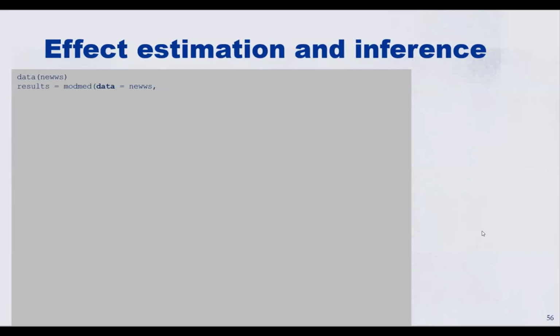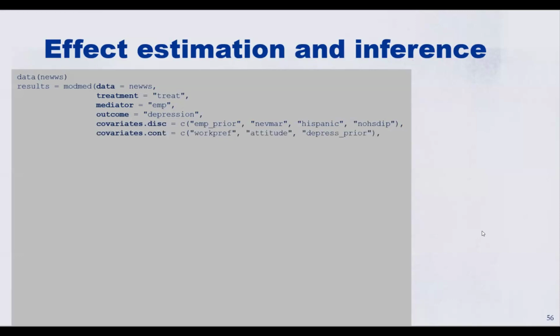And after installing the package, you can call the data news by running data parenthesis news. And then you can use the modmed function, MODMED. First of all, you tell the program your data name, your treatment variable name, your mediator variable name, your outcome variable name, and the names of your discrete covariates and your continuous covariates. You tell the program the discrete and continuous covariates names separately.